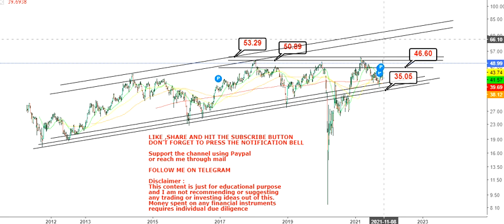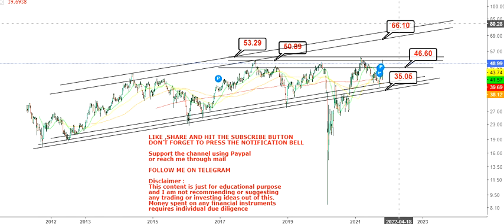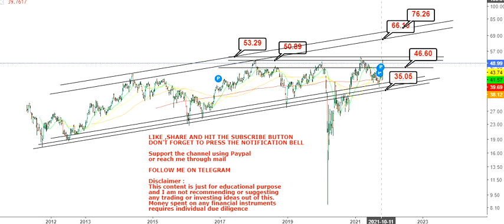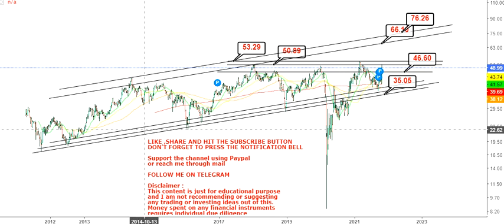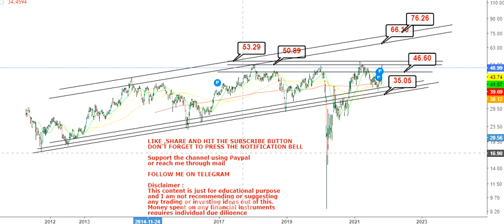Now on the upside, if there is a breakout beyond $54, then the big target that we are looking at will be in between 66 and $76 on the upside. So this is the big range that we are looking at, and probably if the breakout is happening after a period of 2 or 3 years, we have this range that we are going to look at. Overall, this is the trend in between which the stock is trading.